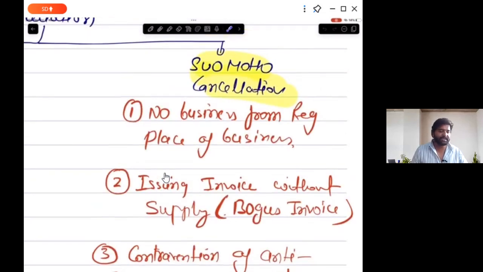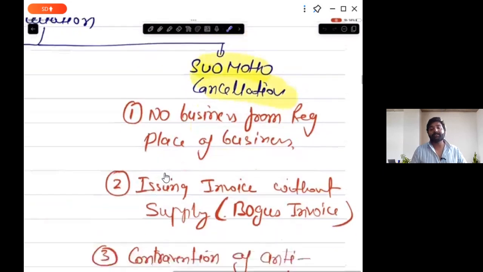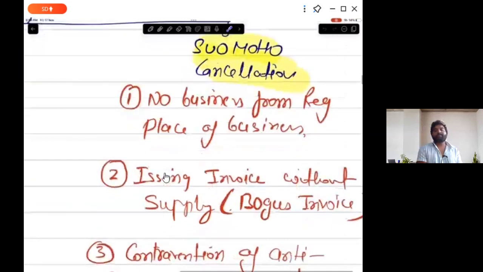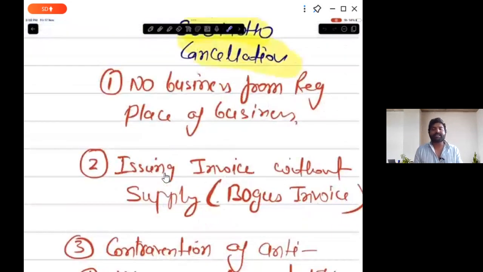The very first reason is when I'm not doing any business from my registered place of business. So I am having a bogus address, and the department inspects your premises and finds out that this address is bogus. Nobody is living there. Nobody is doing any kind of business there. That place is shut down. That place is closed. Then in that case, the department has the right. They will cancel your GST number.